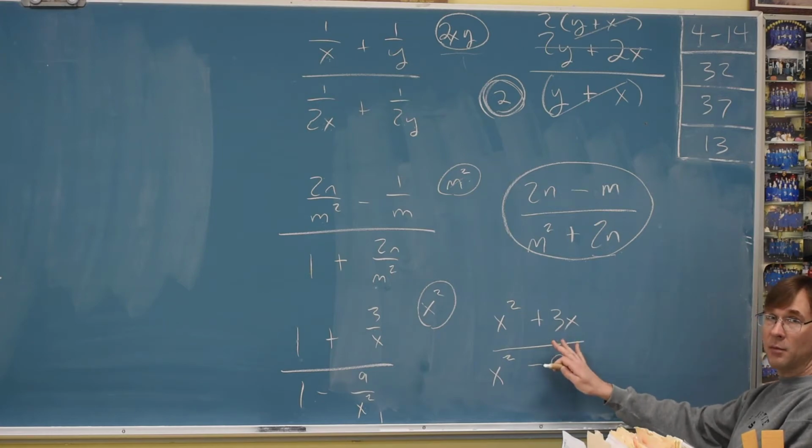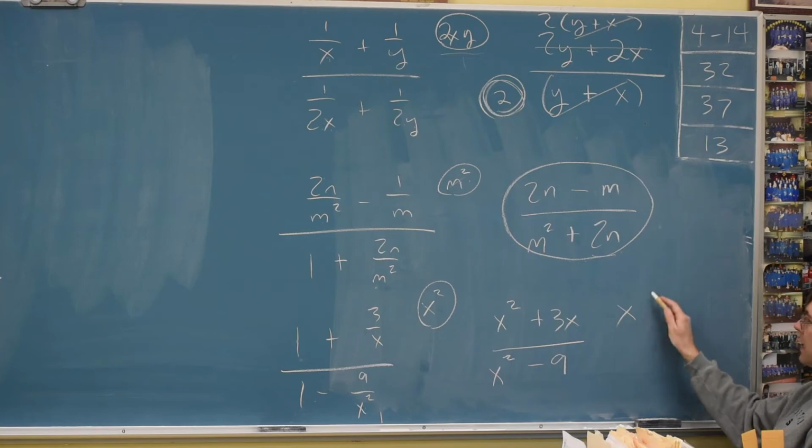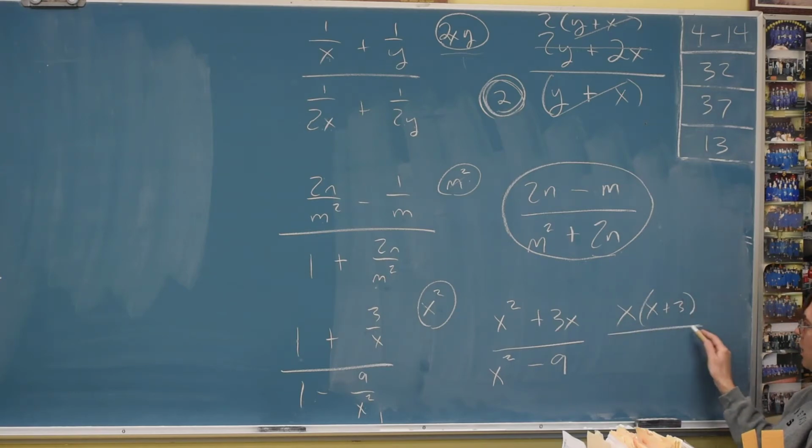Sometimes we're done. Sometimes we have factoring to do. This has factoring to do. The top we could take out a GCF of x to leave x plus 3. The bottom is a difference of squares, x plus 3 and x minus 3.